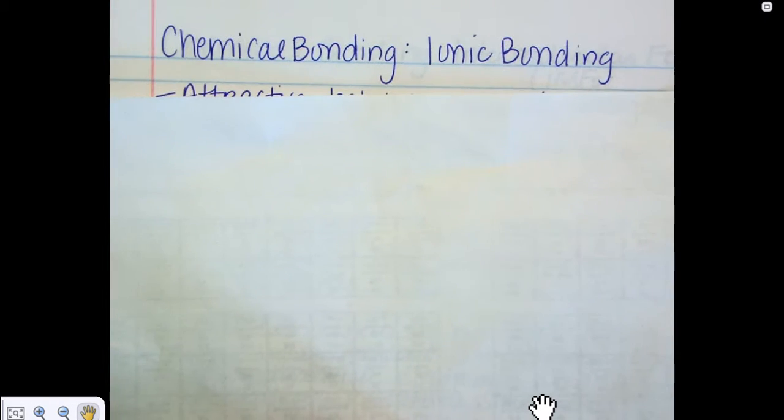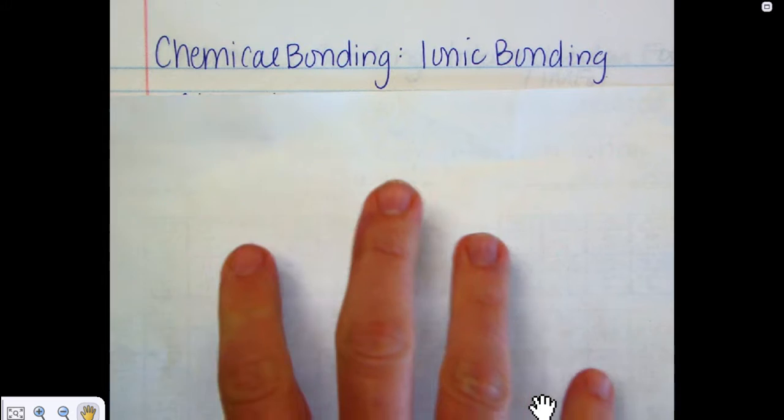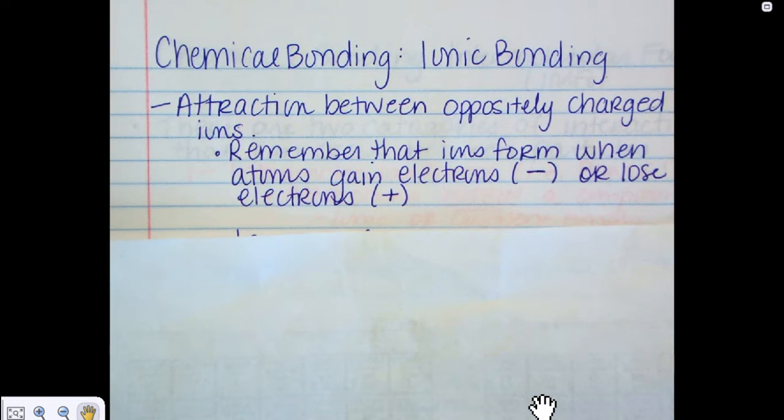Okay, so this video is going to cover ionic bonding. Remember that ionic bonding, just like ionic nomenclature, is governed by charges, by positive and negative charges. And when we did ionic nomenclature, we spent a lot of time doing the drop and swap. Ionic bonding is the attraction between the oppositely charged ions.